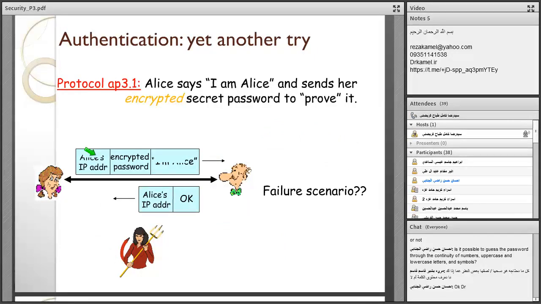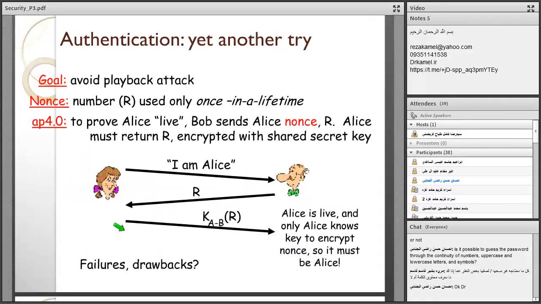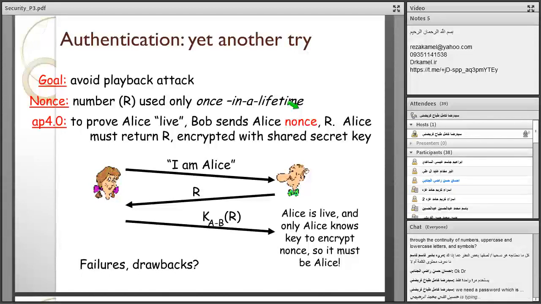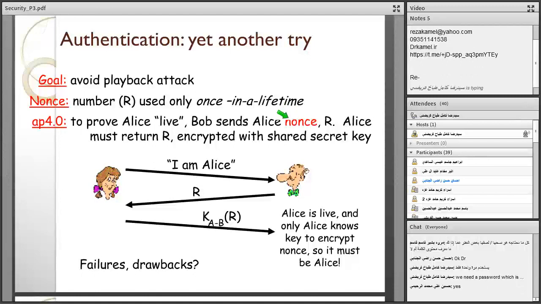And then again, encrypted password also doesn't work because it can be copied and reused. Because we don't want everybody to listen and reuse the password, we need a password which is one-time use only, and we call this one-time use only nonce. So here I will write in the note, you learn about replay attack, and you learn about what is nonce.